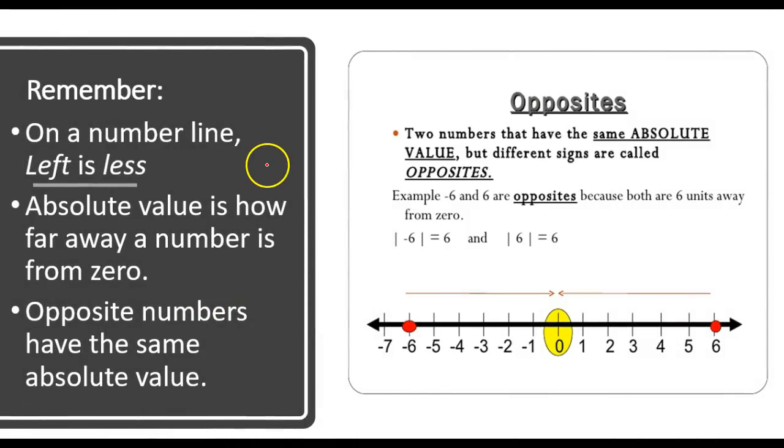Okay, remember that left is less. The number on the left on the number line is less than the number on the right. Absolute value is how far away a number is from 0. Opposite numbers have the same absolute value.